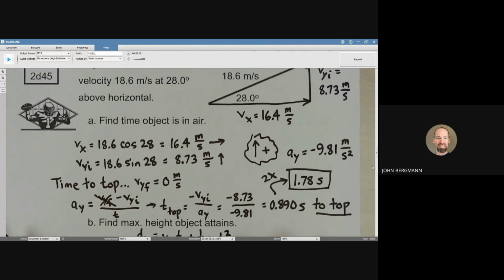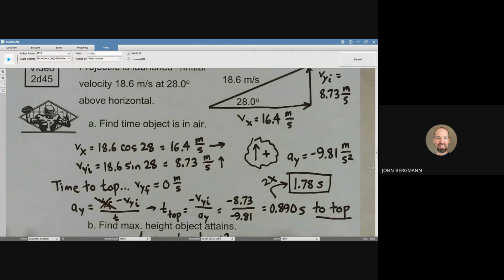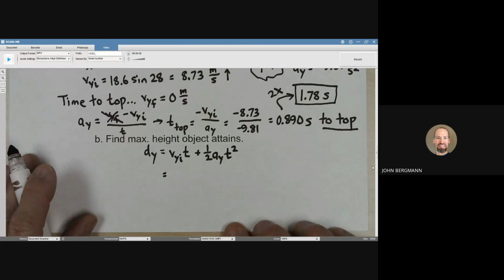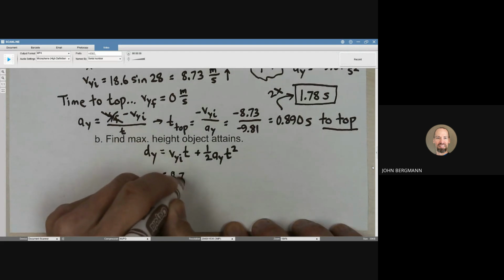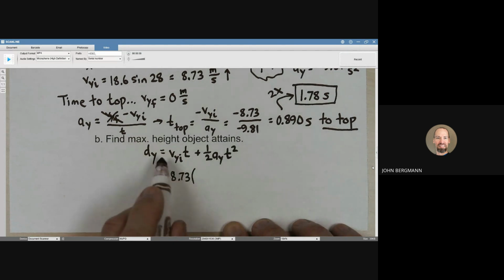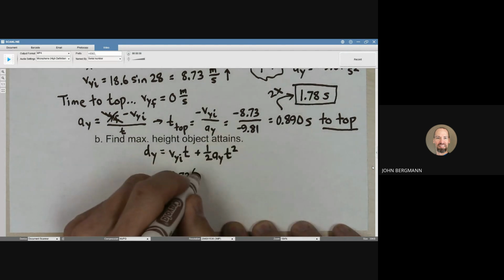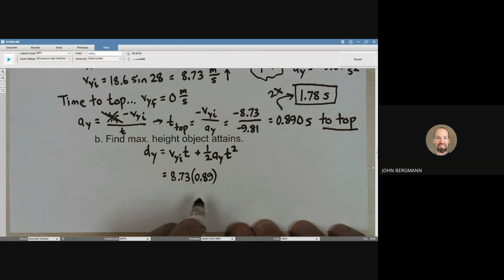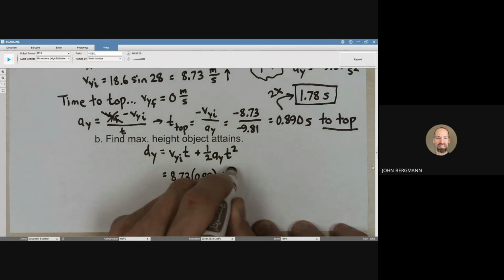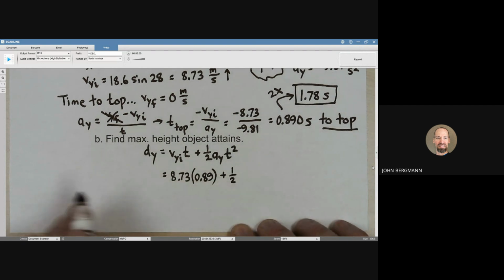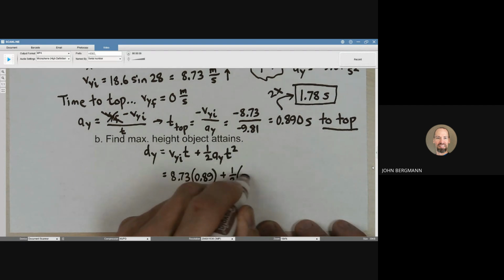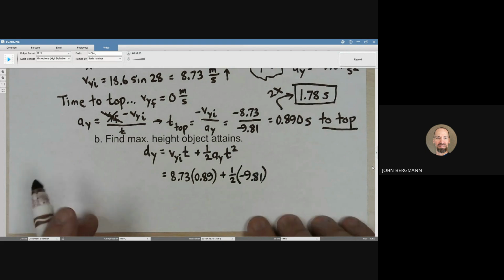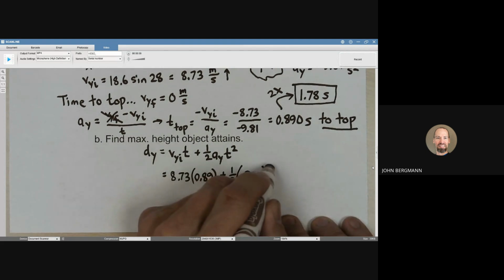Vy initial, what was it? You can see in the upper right corner, Vy initial was 8.73. That was a positive number. I'm going to write that here. 8.73. The time that it takes to reach its maximum height is this 0.89 seconds, not the 1.78. So that's the first term, plus 1/2, and this is really important, that Ay is a negative number. Gravity has, you might say, a subtractive effect in helping us figure out what this dy is.